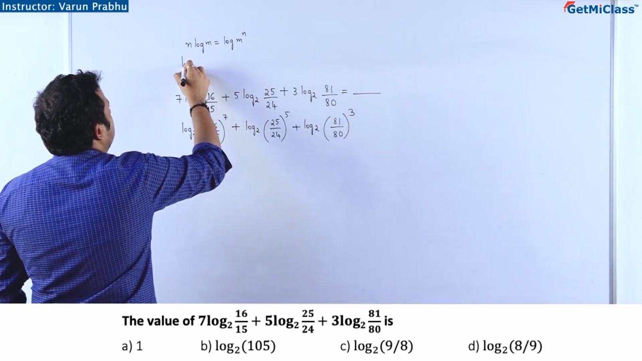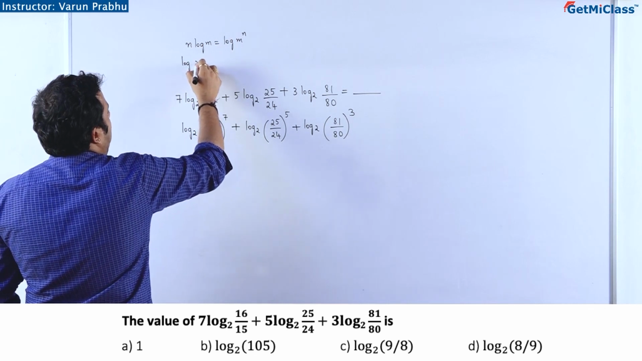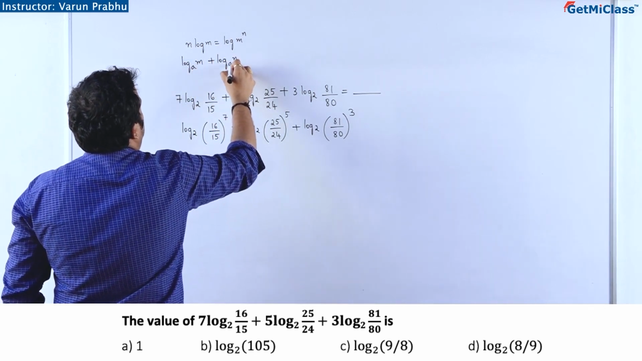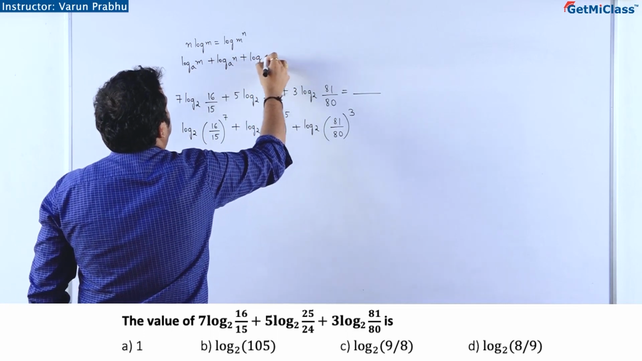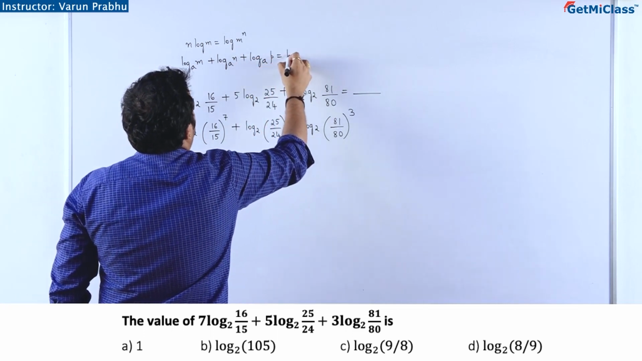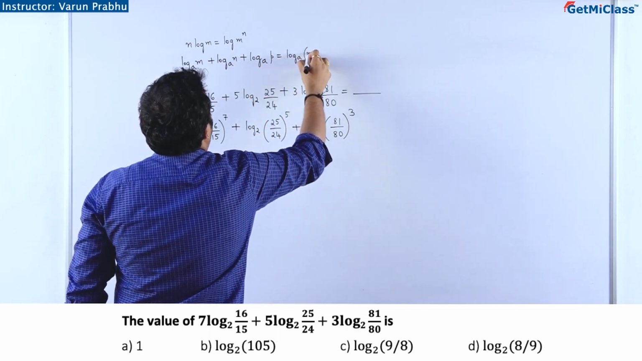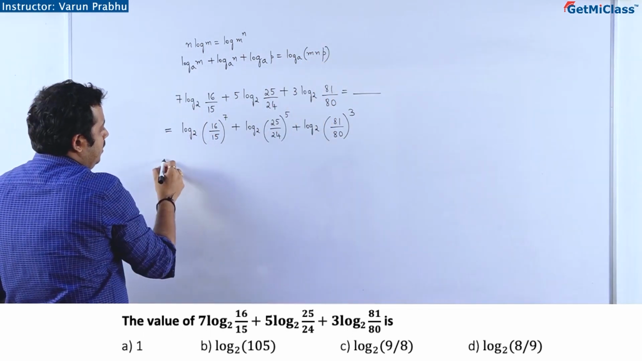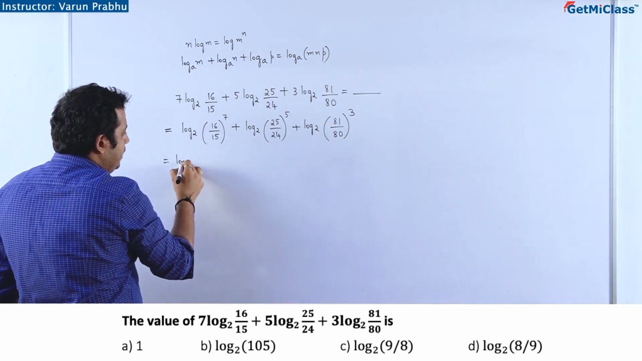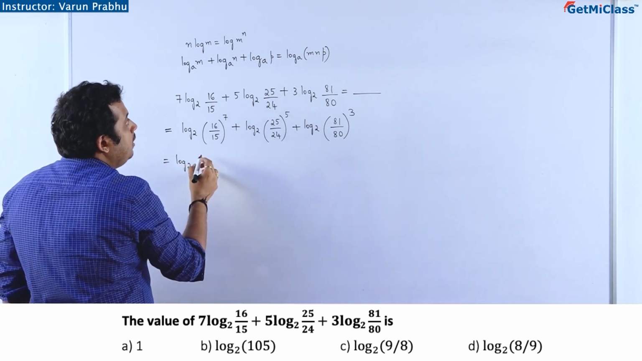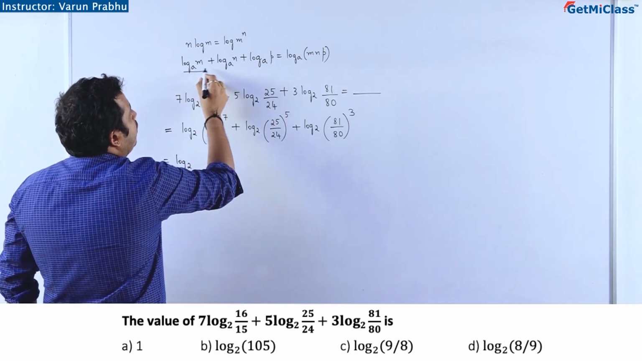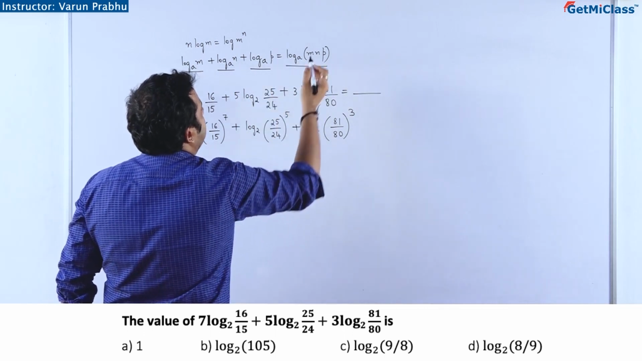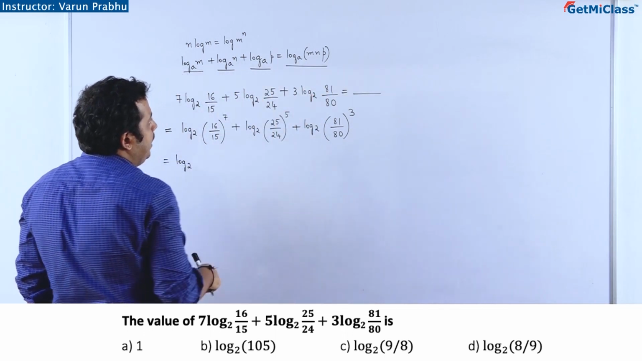Now similarly, can you tell me what is the formula for log m to the base a plus log n to the base a plus log p to the base a? This can be written as log to the base a of mnp. I have already written the formula: log m plus log n plus log p to the base a can be written as log of m into n into p.